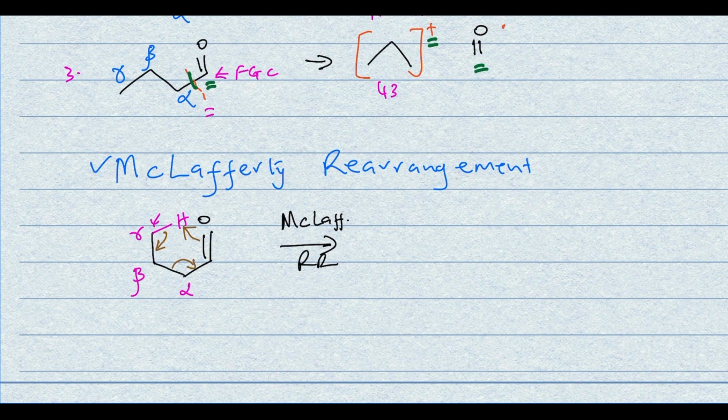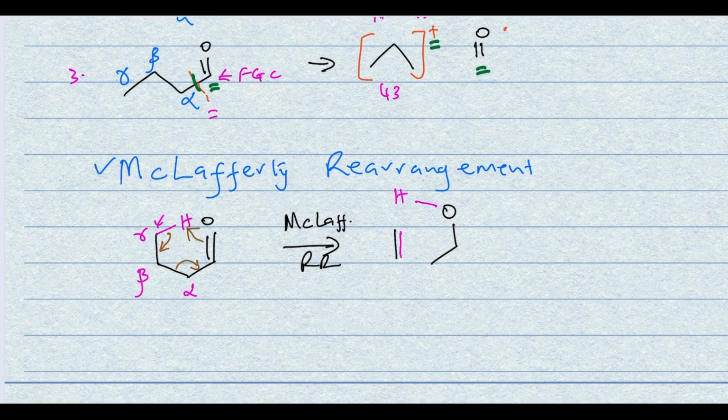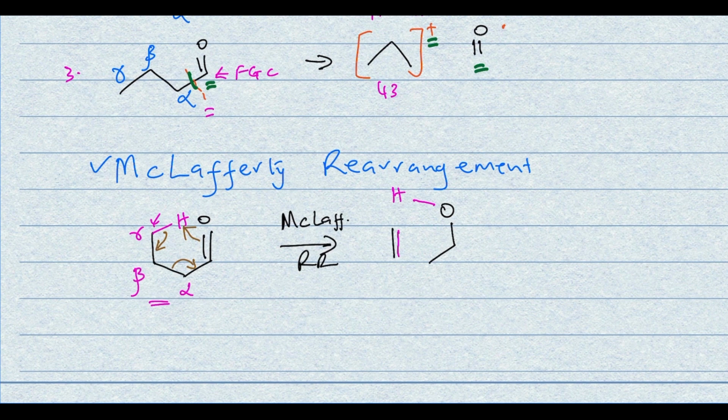And therefore the product is, now you have a hydrogen connected to that oxygen, and between alpha and beta you end up with a double bond. You break the beta-alpha carbon bond, and between the alpha carbon and the carbonyl carbon, you end up with another double bond. You end up with this product, and that's McLafferty rearrangement.